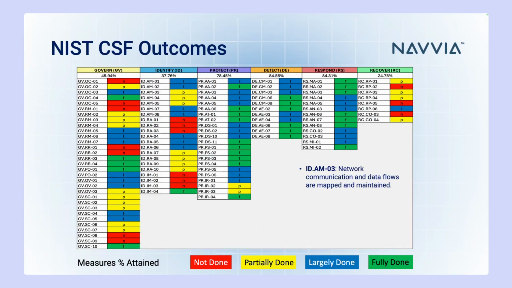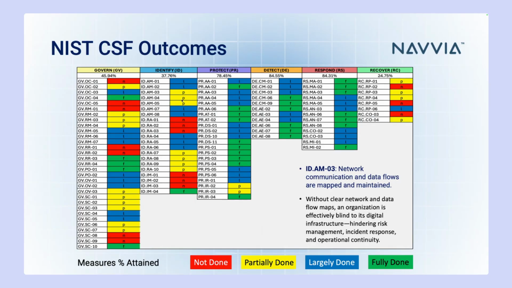We're only partially doing it, I think, and if you deem that's an important thing, you can improve it. Now, why would that thing be important? Because without clear network and data flow maps, your organization is blind to its digital infrastructure, hindering risk management. So how do I protect it if I don't understand what the infrastructure looks like? How do I respond to an incident if I don't understand what the infrastructure looks like?